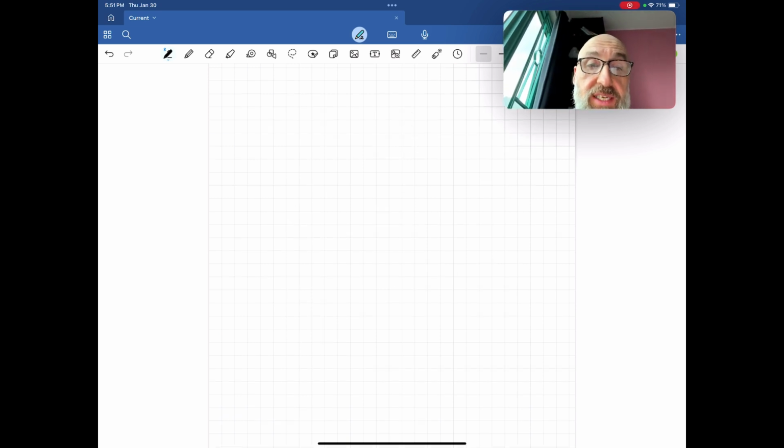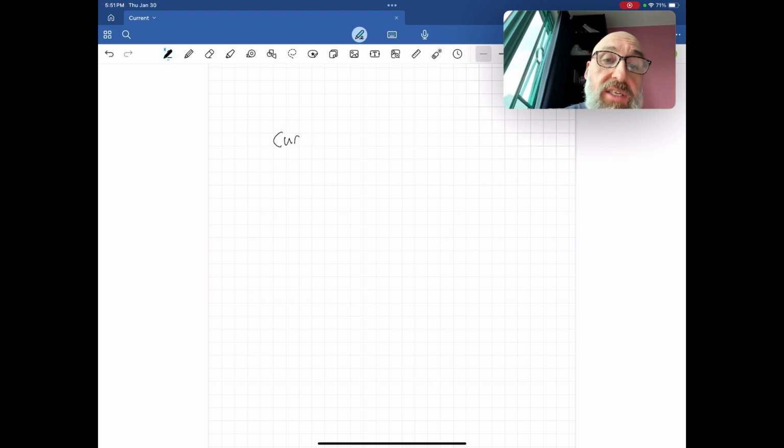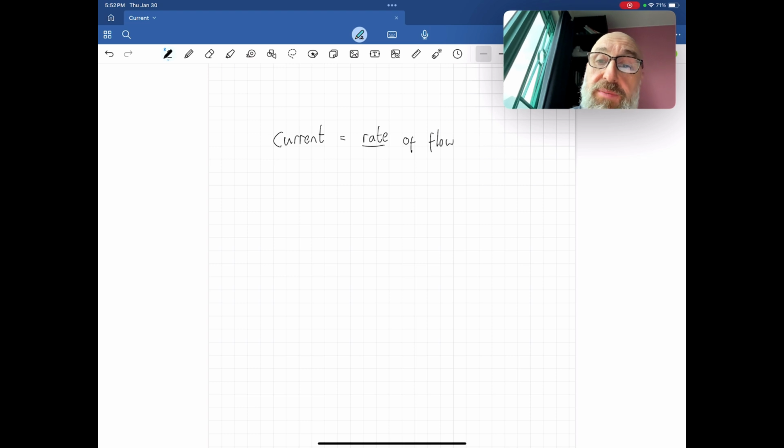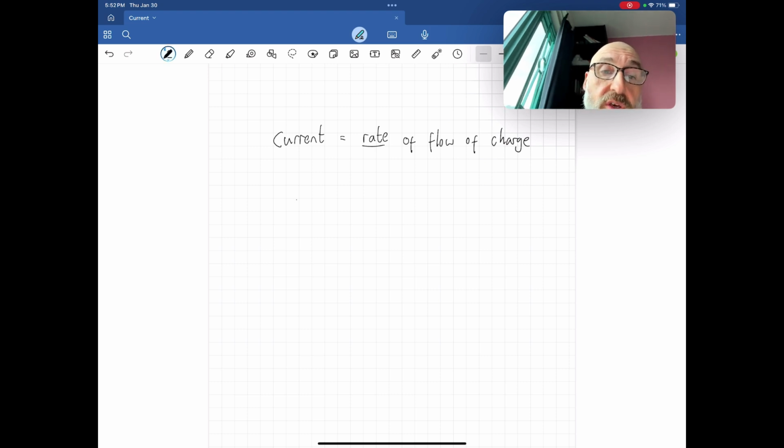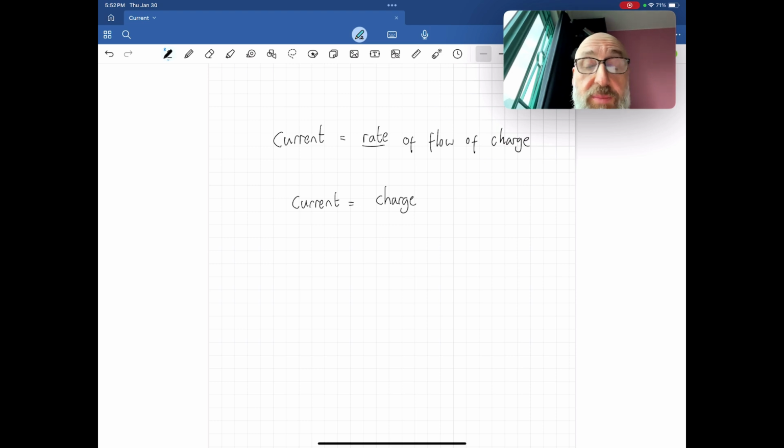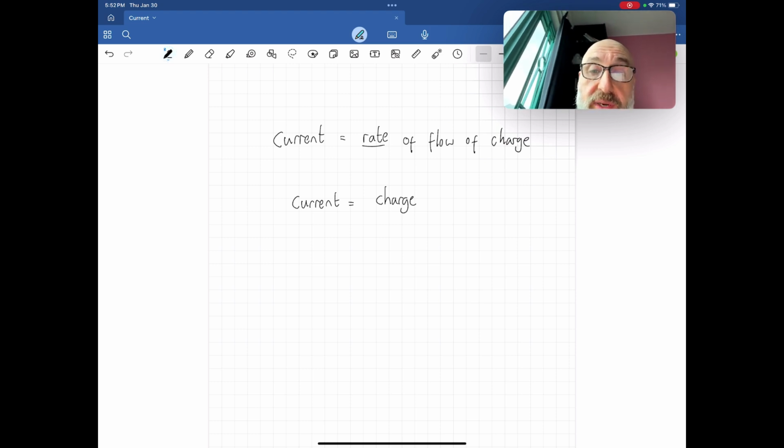If we want to be more precise, what we really should say is that current, rather than just being a flow of charge, is actually the rate of flow of charge. So what does that mean? It literally means how quickly the charge is flowing. So the equation is simply electric current equals the amount of charge that's passed by a certain point, could have been carried by electrons, could have been carried by protons or whatever, divided by how long it took for all that charge to pass.